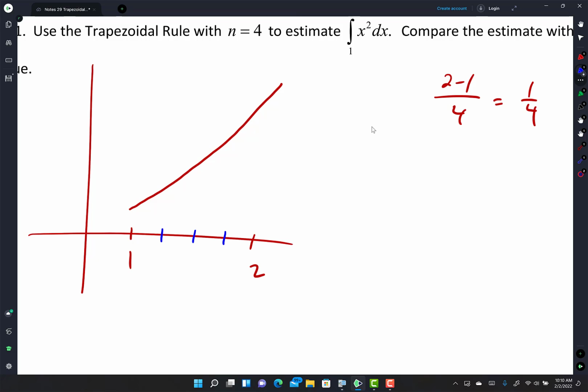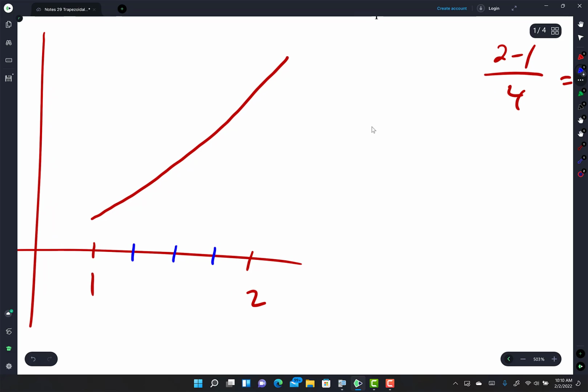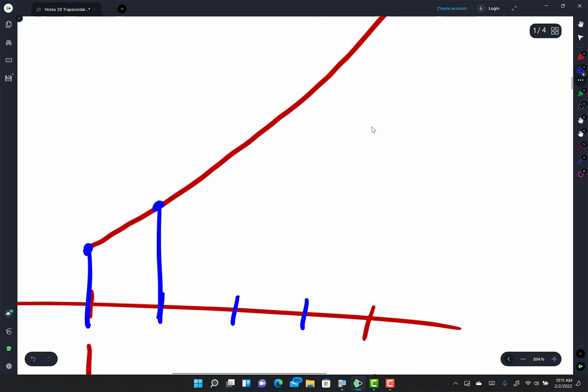So let me see if I can put it in here. Here's my visual, and I'll zoom in. I need this point, I need that point. There's my first trapezoid. Oh man, it's going to look like it's right on the line. It's not, but I just suck at drawing. Can you kind of see the concavity there? It's just slightly over.